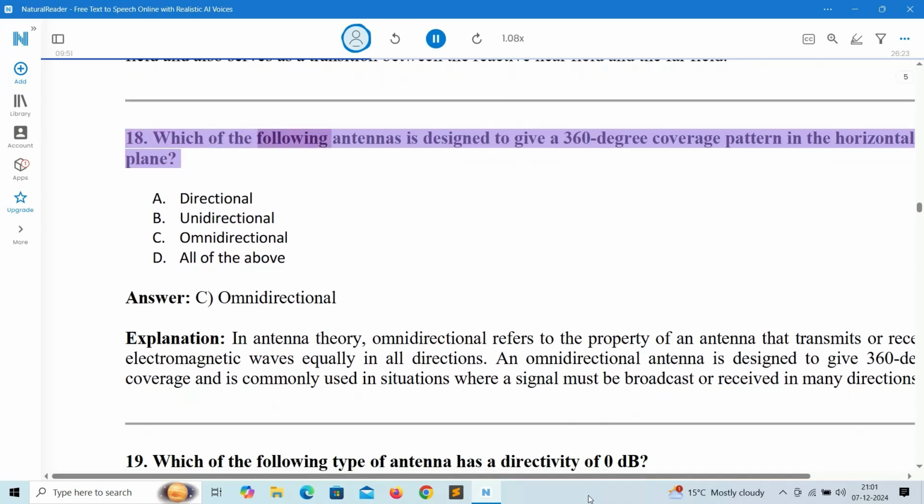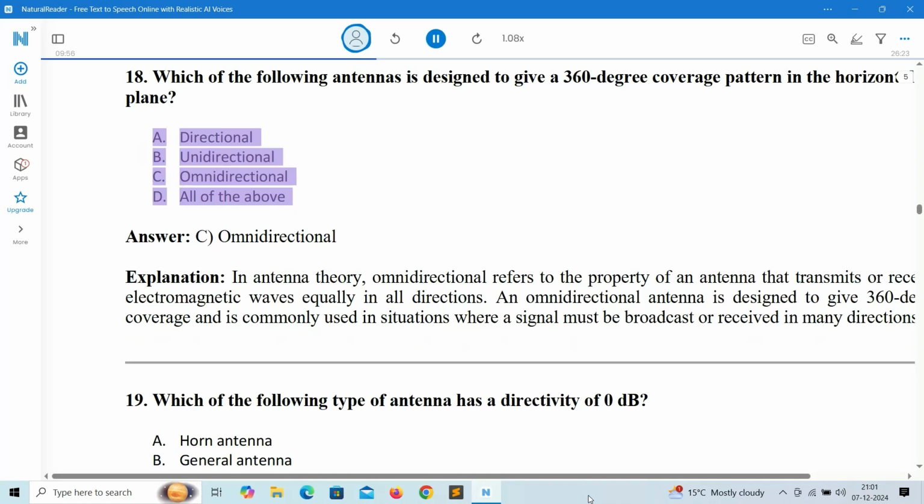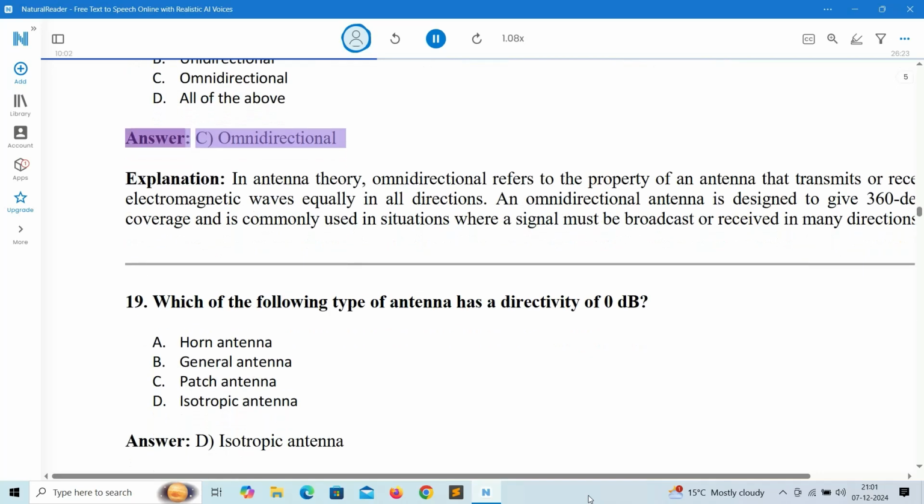18. Which of the following antennas is designed to give a 360-degree coverage pattern in the horizontal plane? A. Directional. B. Unidirectional. C. Omnidirectional. D. All of the above. Answer: C. Omnidirectional.